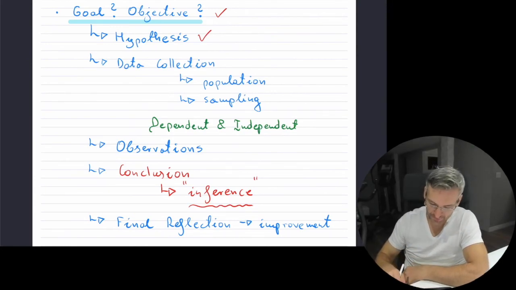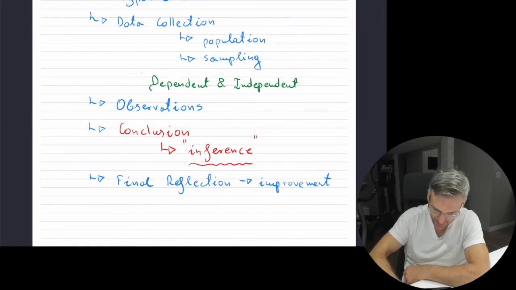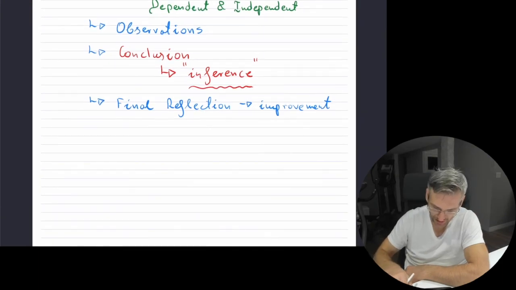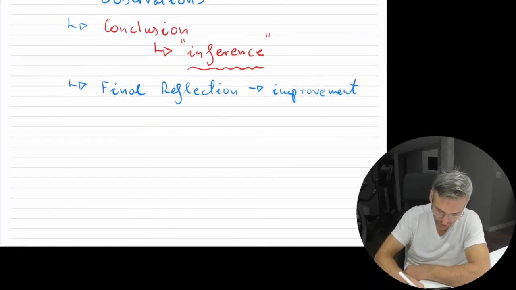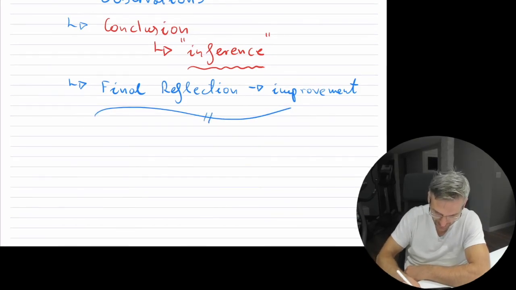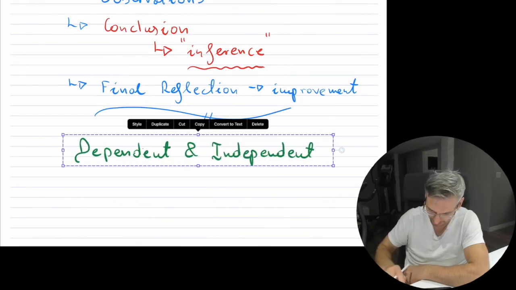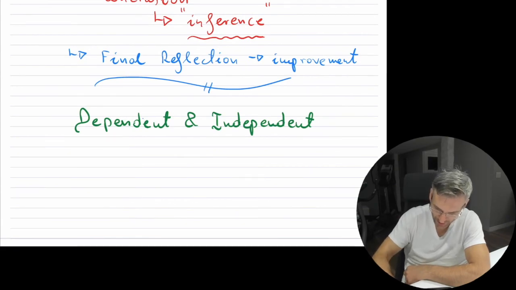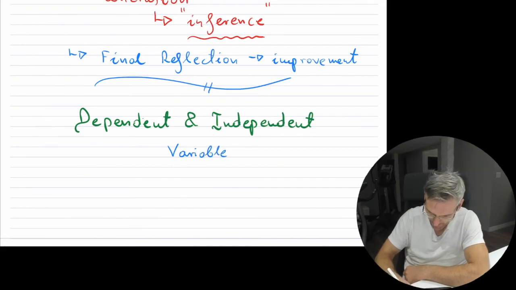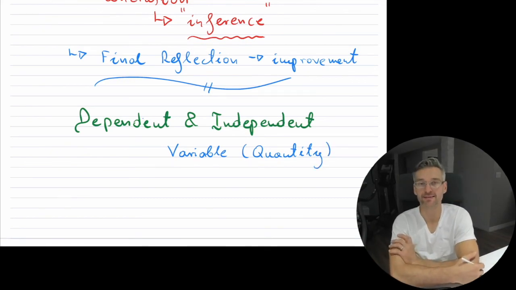So now let me go back and talk about dependent and independent variables, because this is a tricky thing, especially for anybody who's just starting off. So let me paste back here dependent and independent, and I'm going to write here as well variables. Now, what does this word variable actually even mean? This is also tricky, and sometimes I like to write it as a quantity. So dependent and independent quantities.